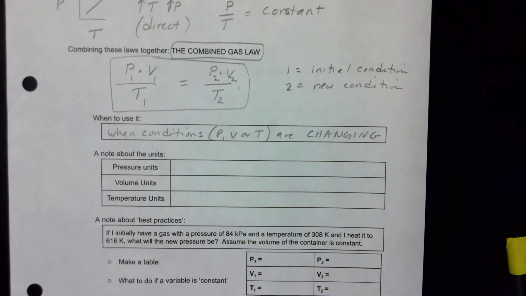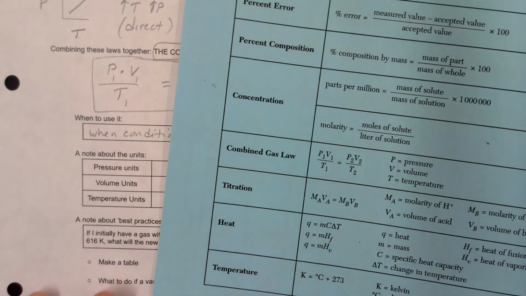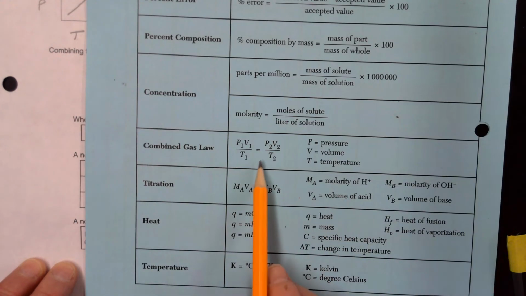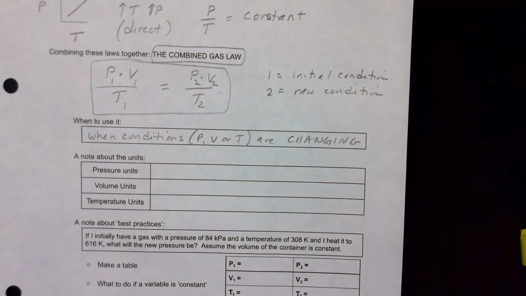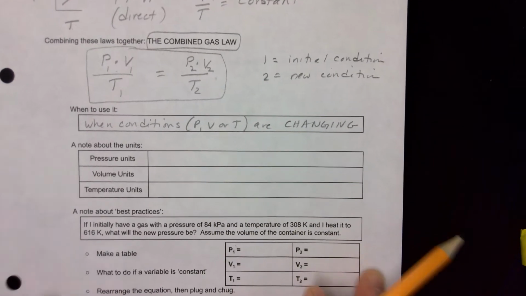If we take a look at the reference tables, this is reference table T. Right? And if you take a look, the combined gas law is listed there. So this is not an equation you have to memorize. You likely will because you'll use it enough that it's not too tricky. But know that it is there on reference table T.